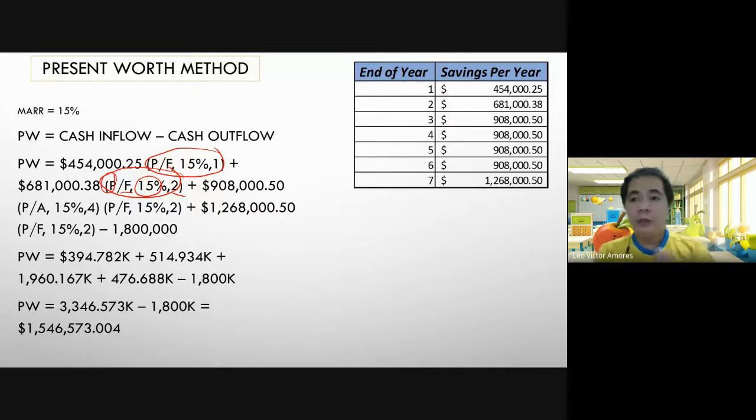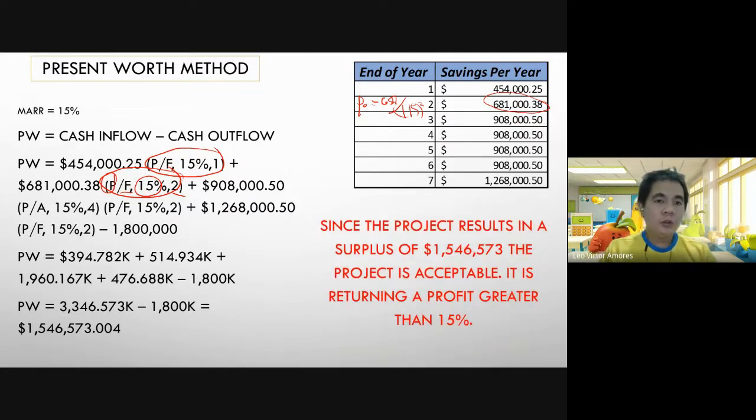Okay? So if I say this, you get the value here at year 0, that would be 681 divided by 1.15 to the exponent of 2. Okay? So as you can see, the present worth value of this investment is around 1.546573. That means your return on the investment is around 1.5 million. Okay? Or it is a positive.